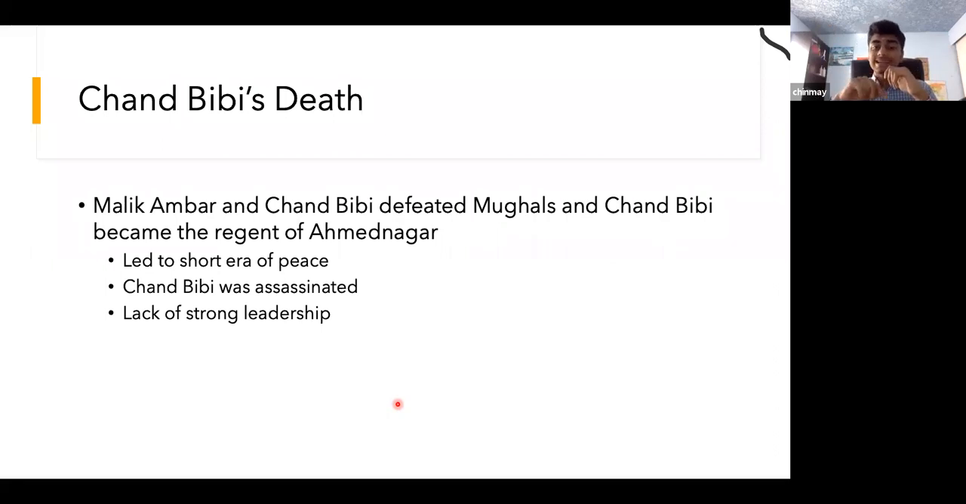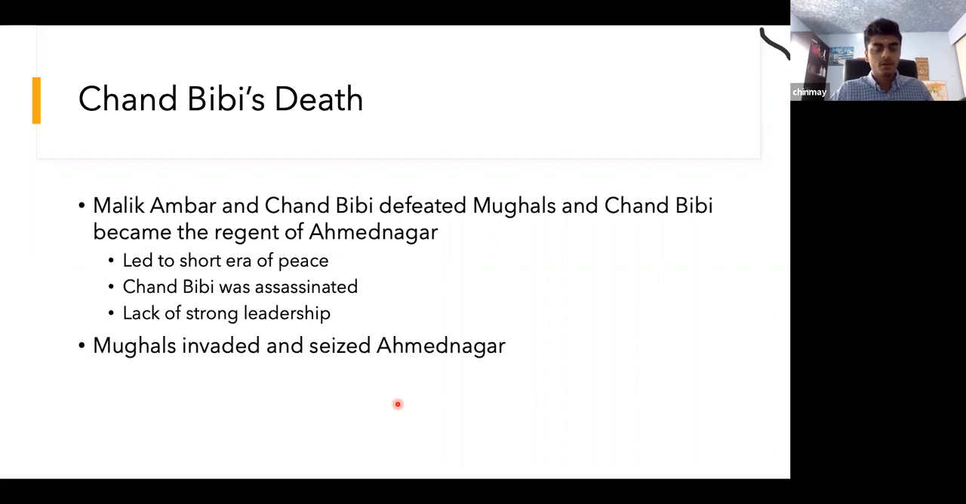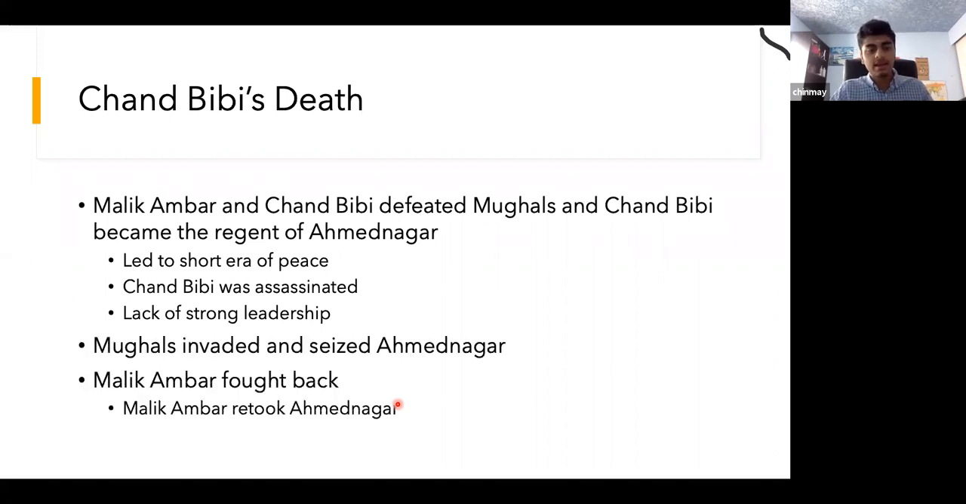Unfortunately, Chand Bibi was assassinated after a short while of peace, and the Mughals immediately attacked Ahmednagar, because this iron-willed lady, Chand Bibi, was a powerful leader, a powerful queen. Now that she was out of the picture, they fell upon Ahmednagar. The Mughals invaded and seized Ahmednagar, and Malik Ambar, upon hearing that Chand Bibi had died, was devastated. He respected Chand Bibi a lot. She was a role model and an icon that Malik Ambar looked up to.